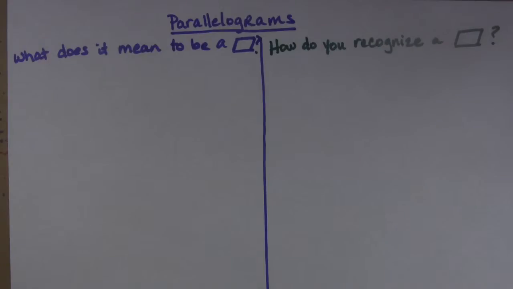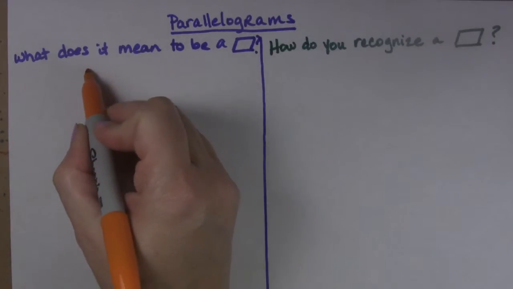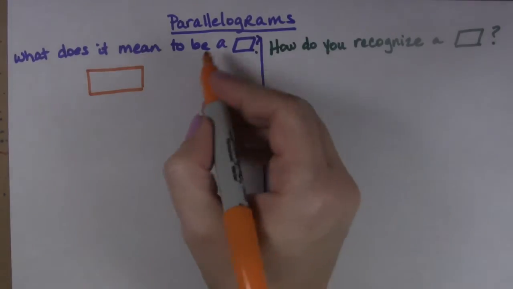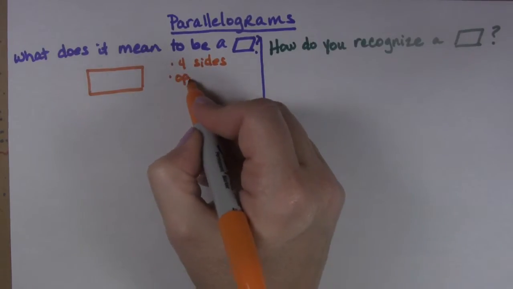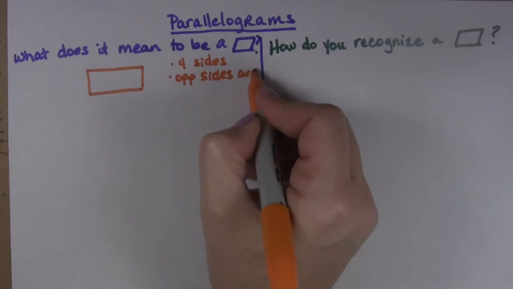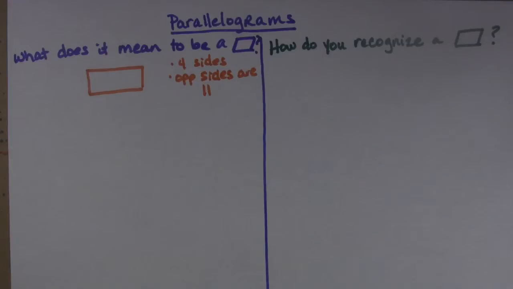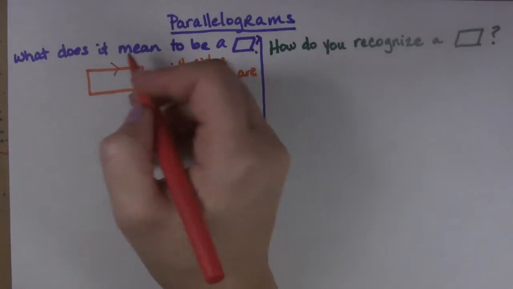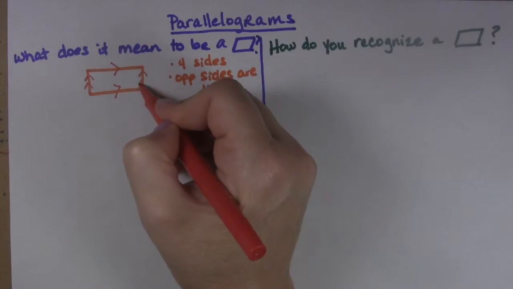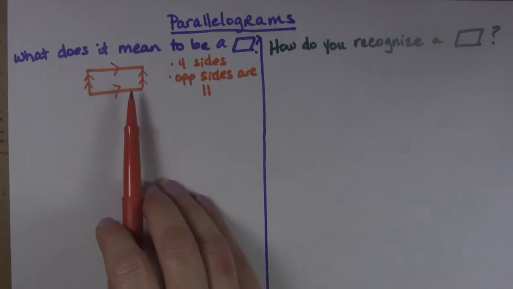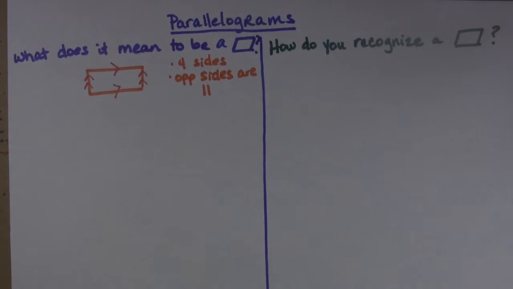So first, let's do a quick review about what does it mean to be a parallelogram. Well, a parallelogram has to be a four-sided figure. So it has to have four sides. And then it also has to be where opposite sides are parallel. Opposite sides are parallel. So that means that this top side has to be parallel to this bottom side, and this side has to be parallel to that side. If you have only one set of parallel sides, sorry, not a parallelogram. Both sides have to be parallel in order to be called a parallelogram.